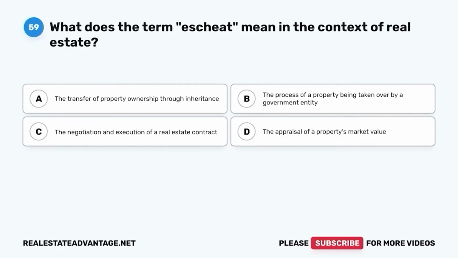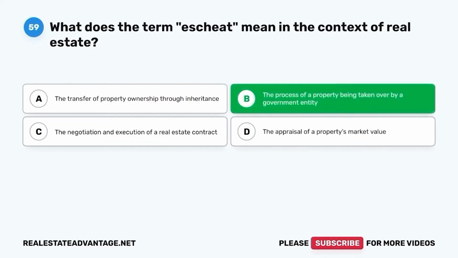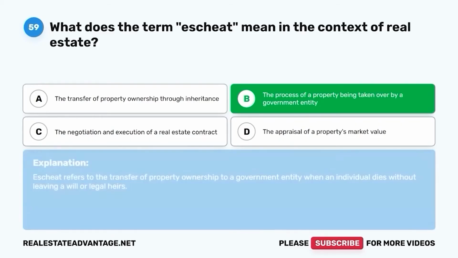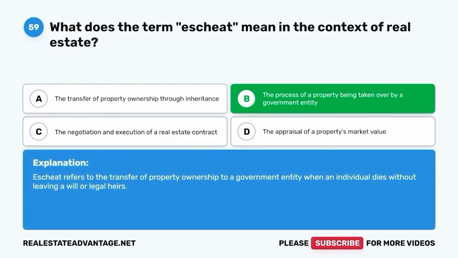Question 59. What does the term escheat mean in the context of real estate? A. The transfer of property ownership through inheritance. B. The process of a property being taken over by a government entity. C. The negotiation and execution of a real estate contract. D. The appraisal of a property's market value. The correct answer is B, the process of a property being taken over by a government entity. Escheat refers to the transfer of property ownership to a government entity when an individual dies without leaving a will or legal heirs.